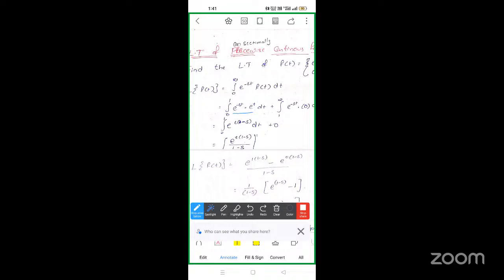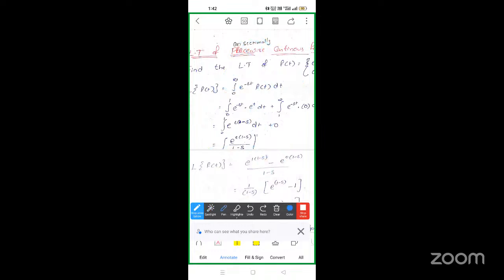Integration of e power ax, the formula. Integration of e power ax is equal to e power ax by a. So this is the formula for integration of e power ax, and we can apply the integration e power ax formula here.